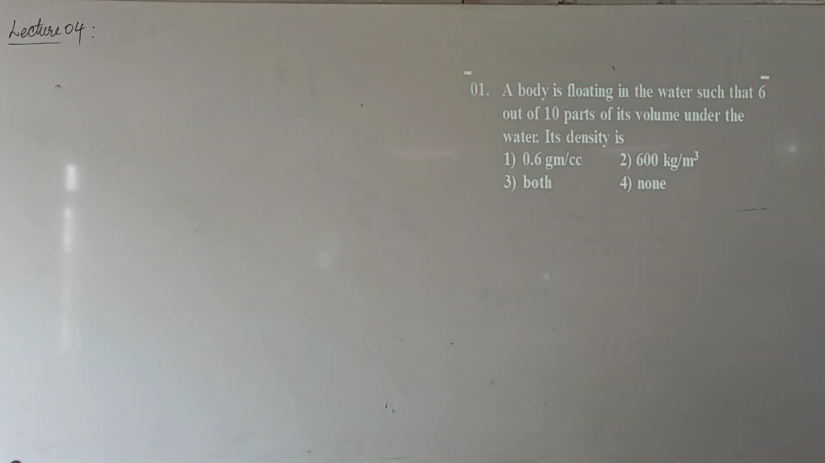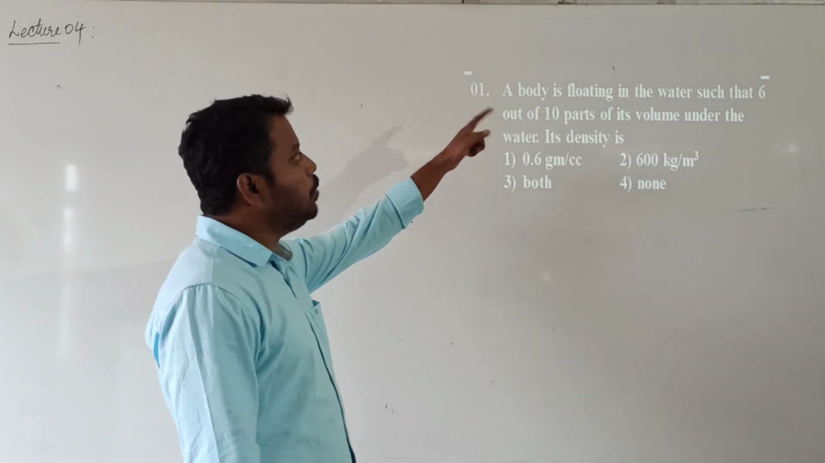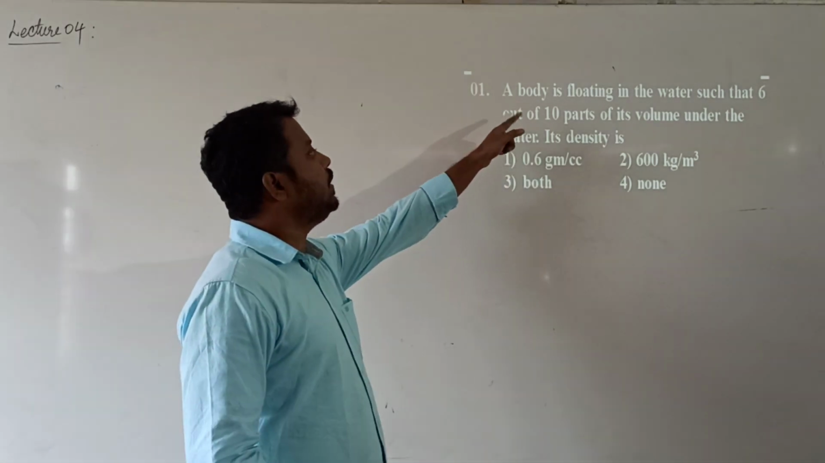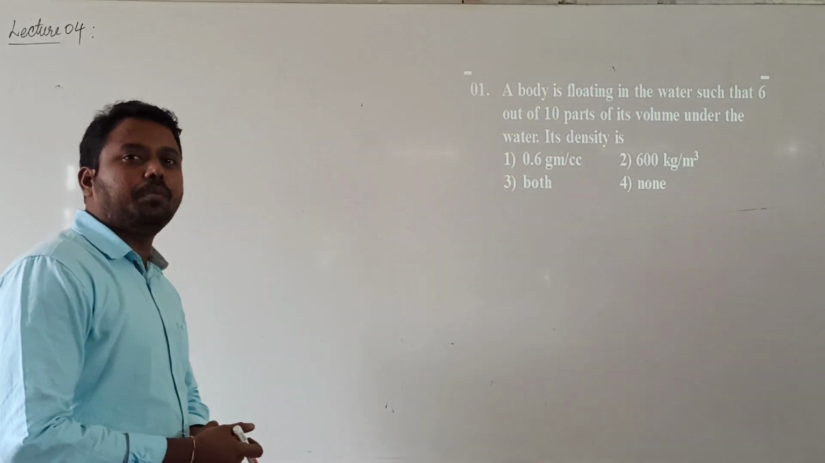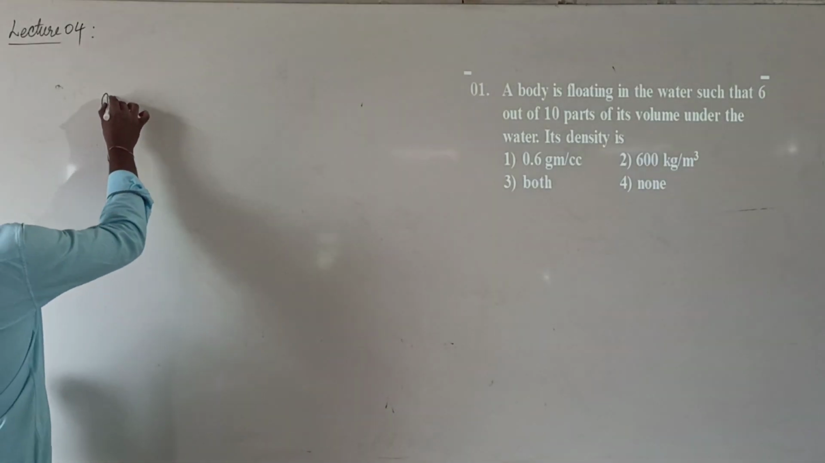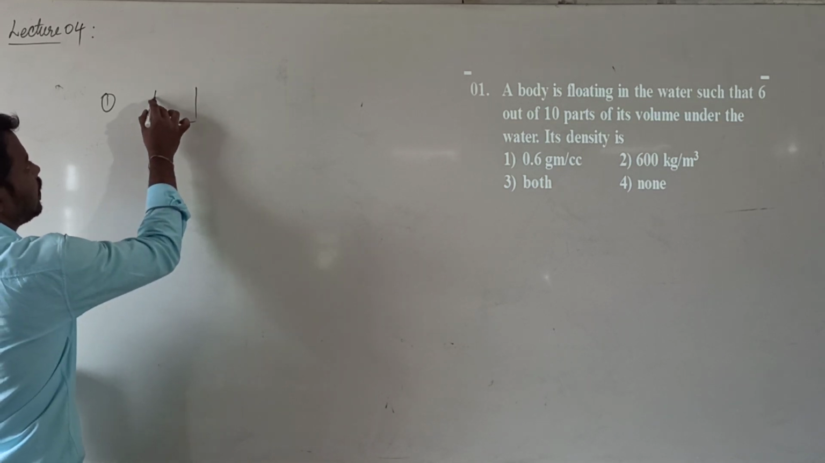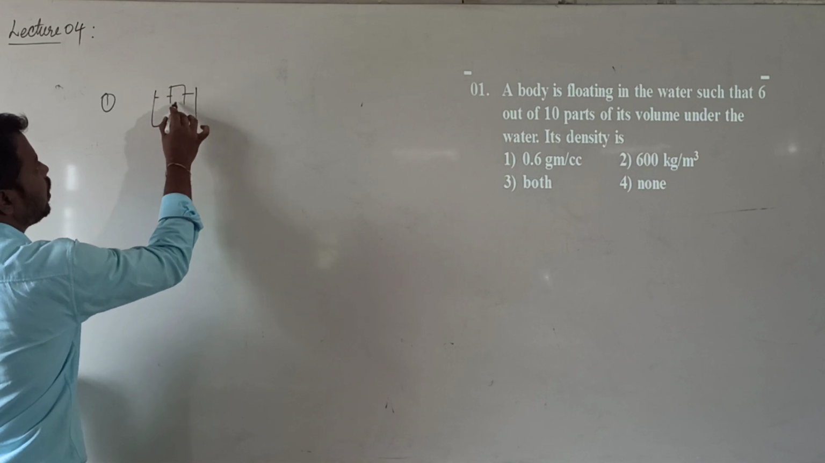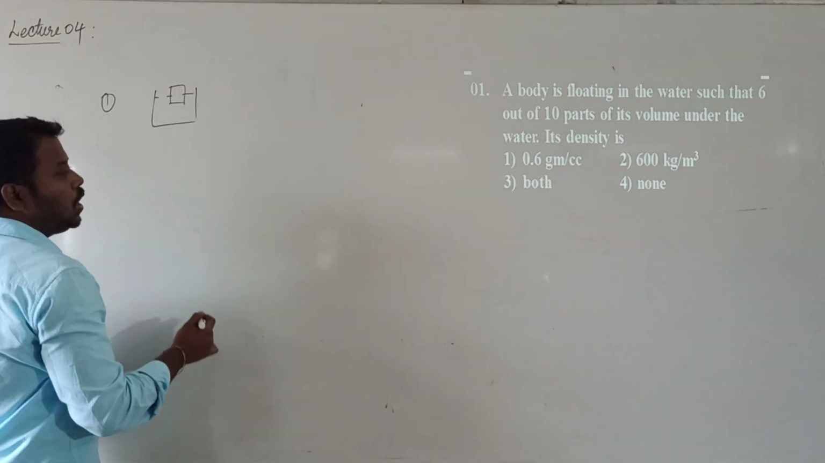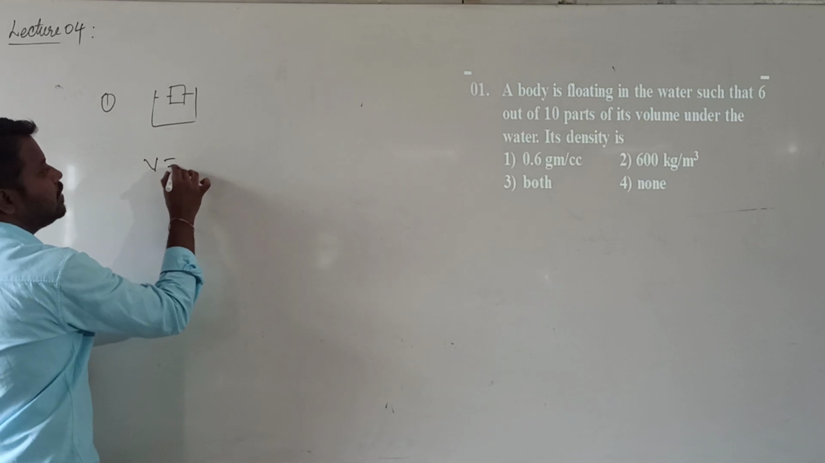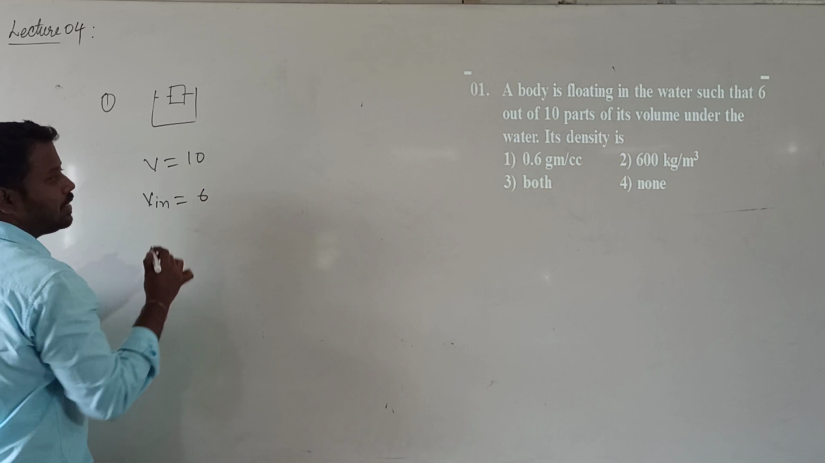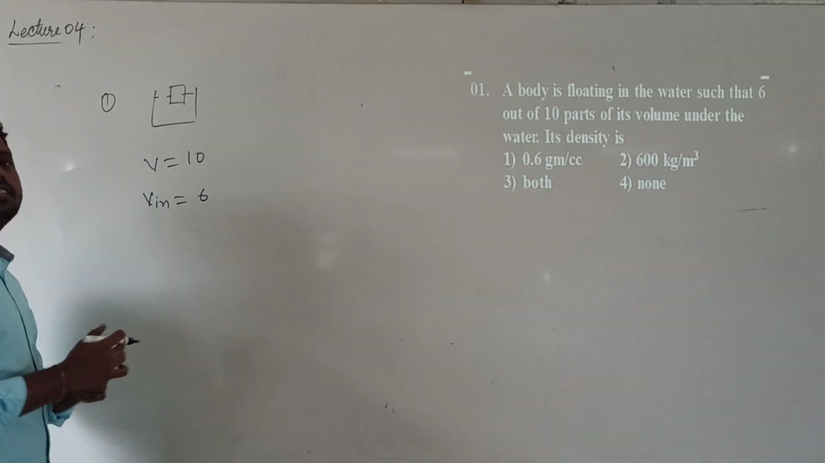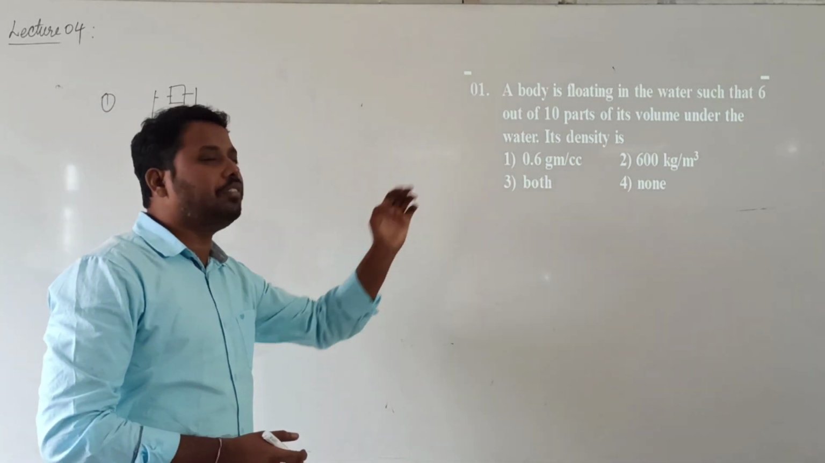First question. A body floating in water such that 6 out of 10 parts in volume is underwater. What is the density of the body? So the body is floating in water, in a certain container. Let me consider one body. The total volume of the body is 10 parts, V is equal to 10 parts. Out of this, how many parts are inside? 6 parts are there. What they are asking us to calculate is the density of the body.